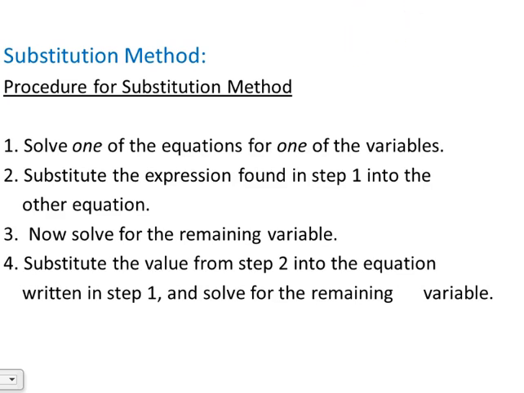Let's talk about the steps one more time, to reiterate what we just learned. To use the substitution method, the steps are: first, you solve one of the equations for one of the variables. Then you substitute the expression that you just found in step 1 into the other equation. Then you solve for the variable. Then you use the value that you just found to help you find the other remaining variable.